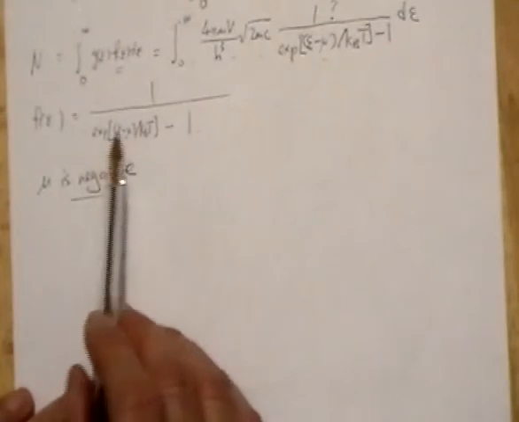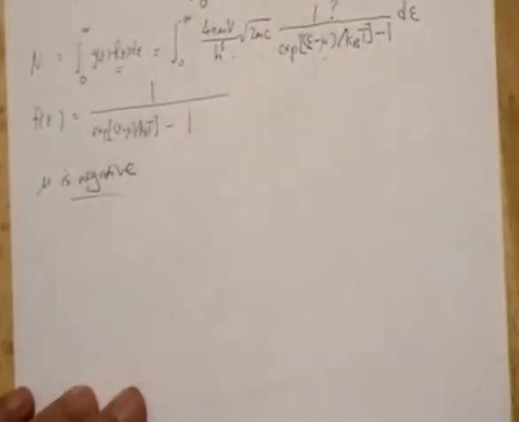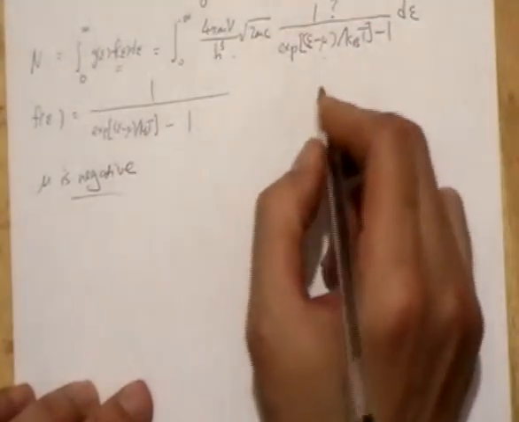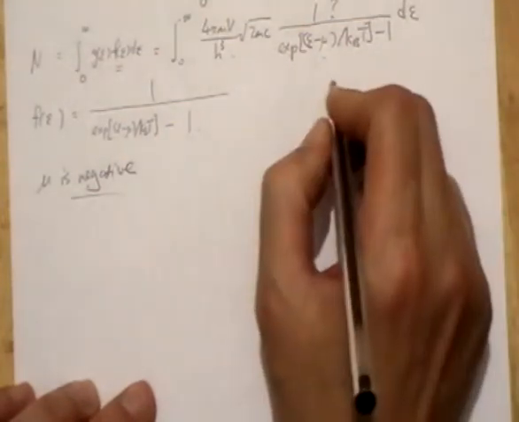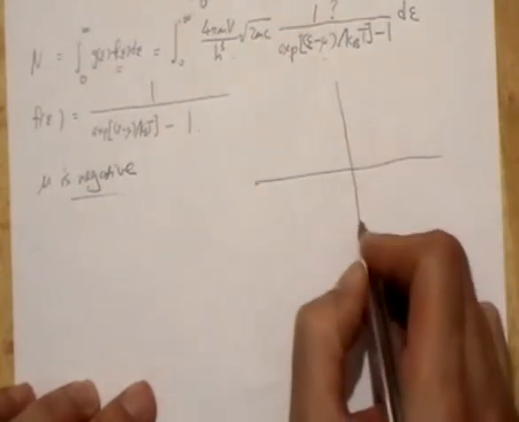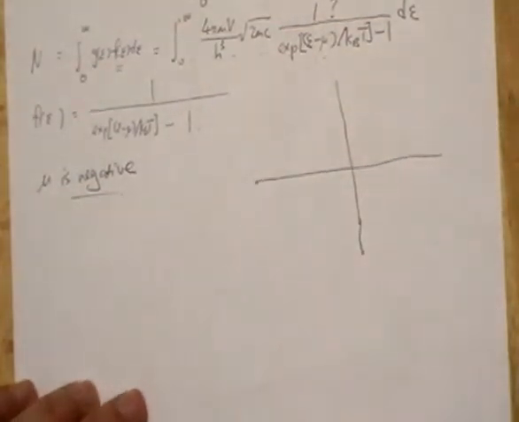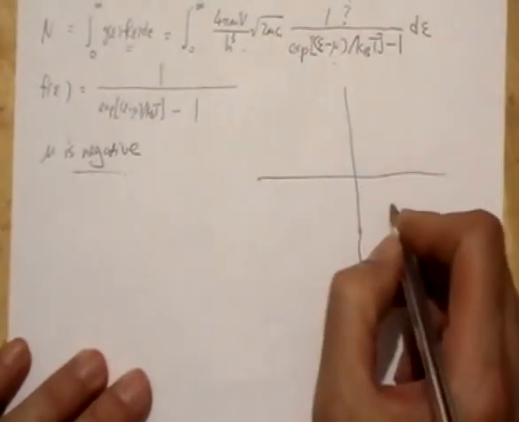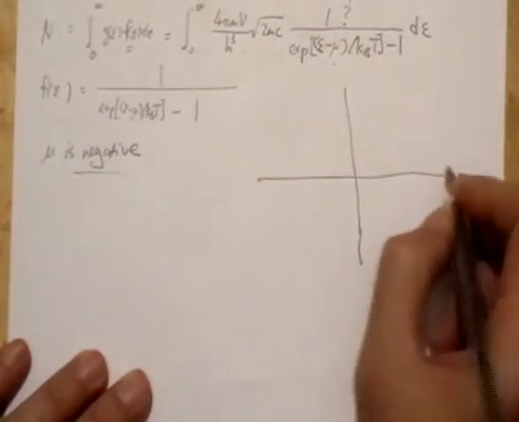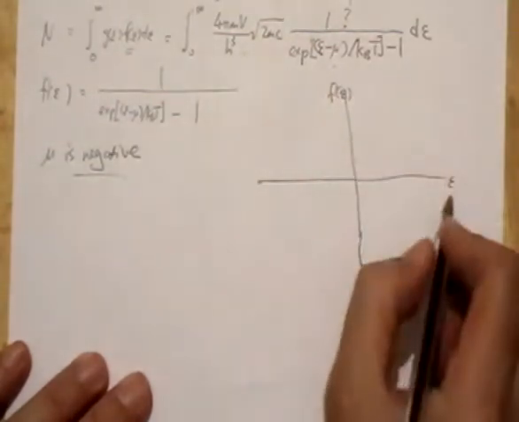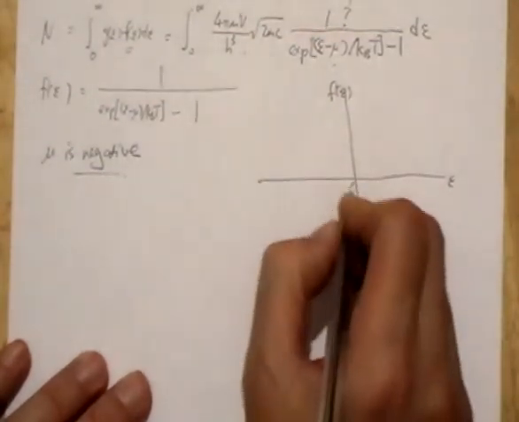Now let's try and sketch a graph for the distribution function. Okay, if I sketch a graph, it might look like it has the axis E and Fe. That's 0.